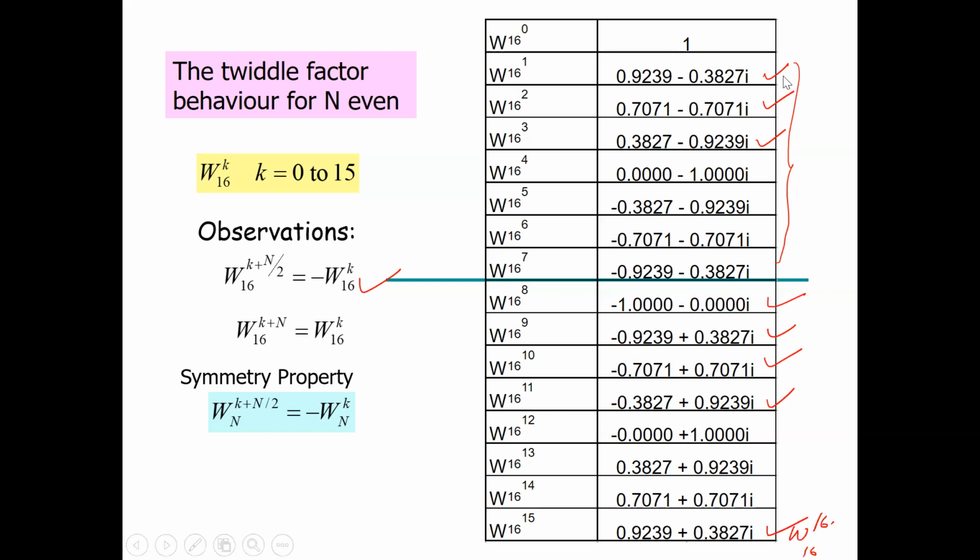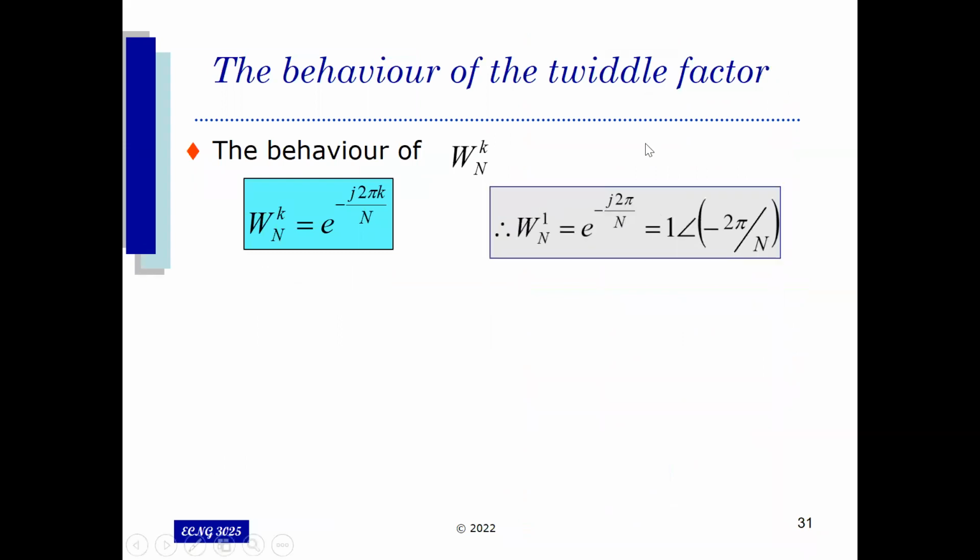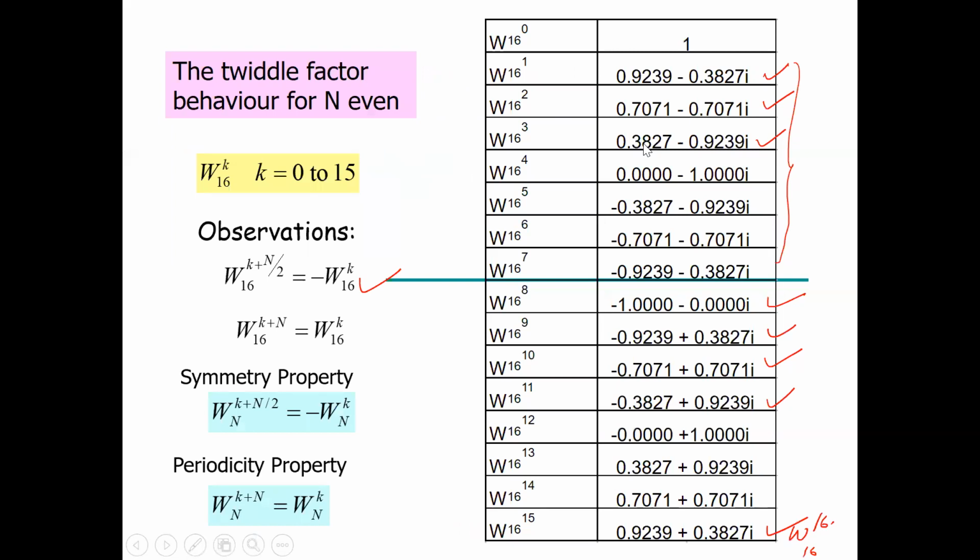So that's a periodicity property. Because of that, if I have an even number, I really only have to calculate half of the values. That behavior simplifies quickly, provided N is even. I only have to calculate half of the values.